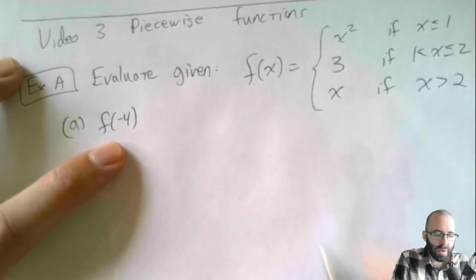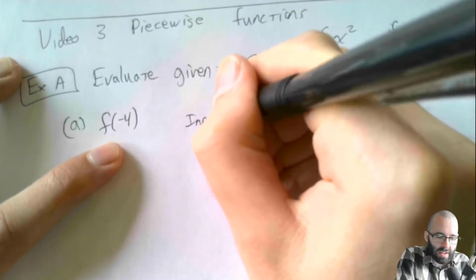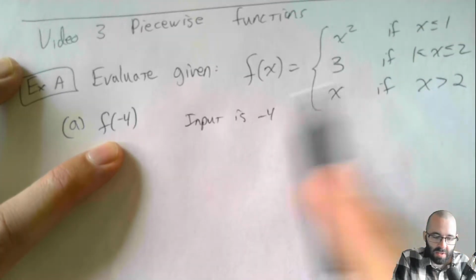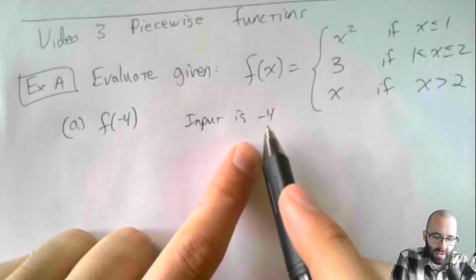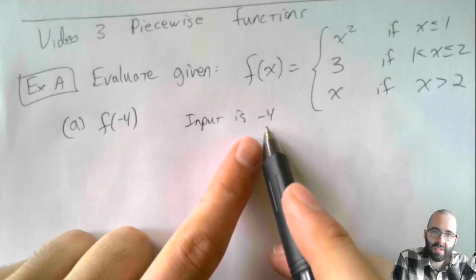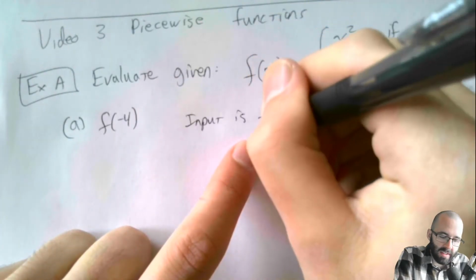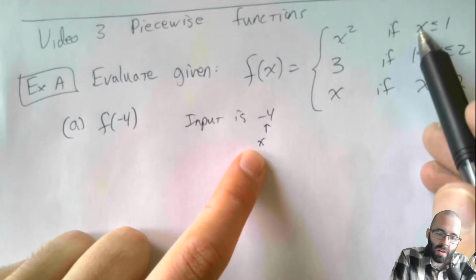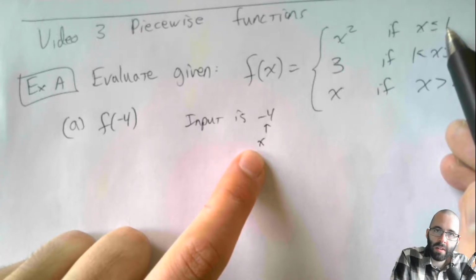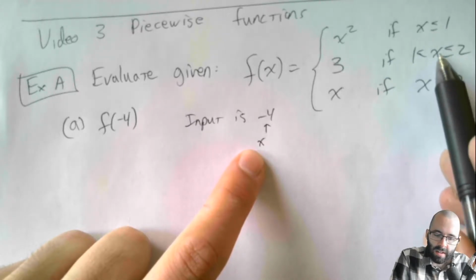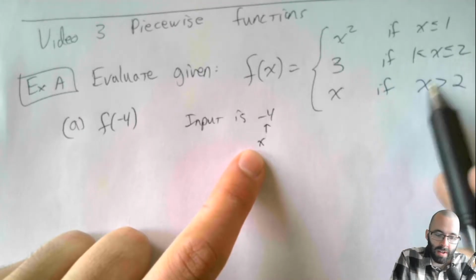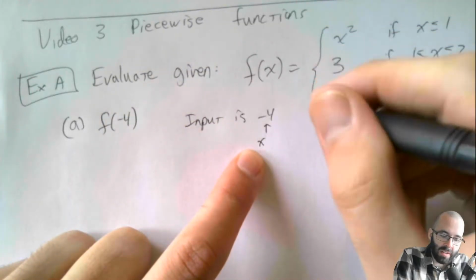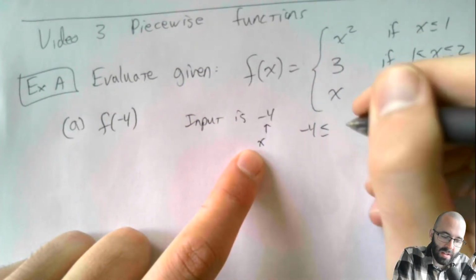So you have to figure out what's our input, right? So our input here is -4. That's our input. So how do we know which piece to use? We need to figure out what condition does x equal -4 satisfy? So -4, is that less than or equal to 1? It is. -4 is not between 1 and 2, and -4 is certainly not bigger than 2. -4 is less than or equal to 1, right?